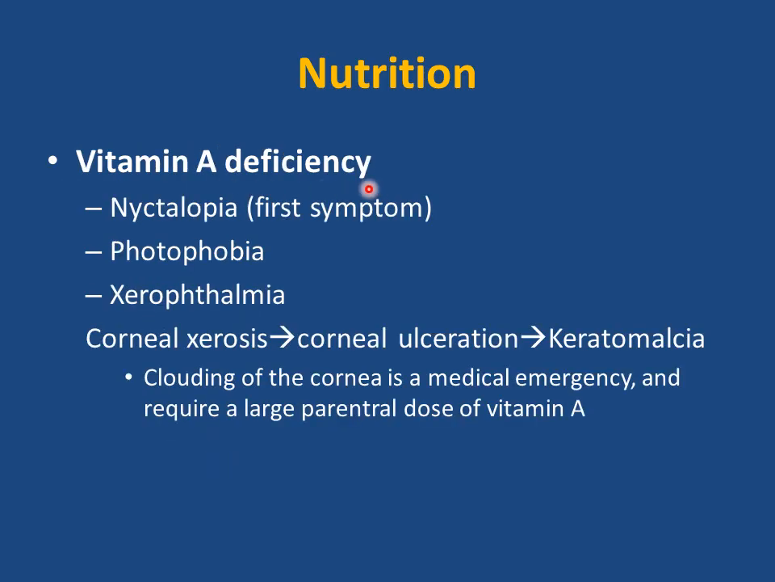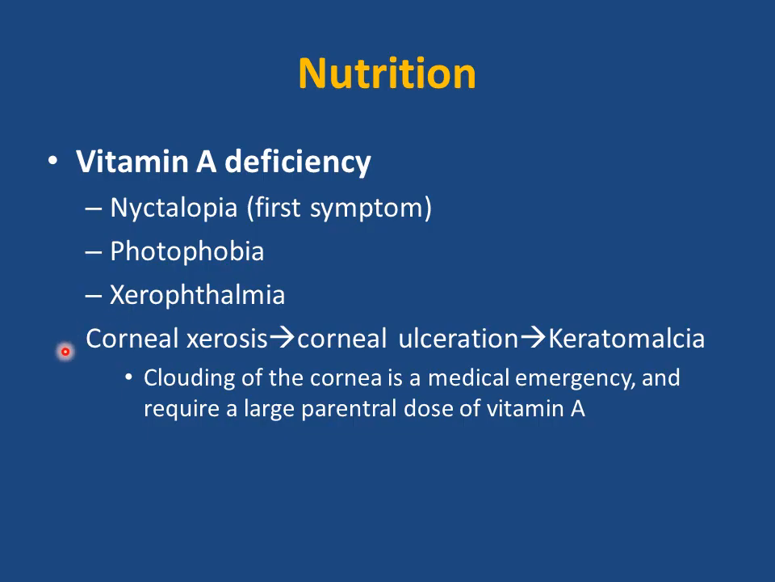Vitamin A deficiency. Vitamin A is found in green leafy vegetables, carrots, and sweet potato. The most common causes of vitamin A deficiency: malnutrition, of course, Crohn's disease, celiac disease, hepatic failure. The first symptom to appear is nyctalopia, which is a fancy word for night blindness. This is the first symptom that usually appears. Photophobia and light sensitivity. The eye becomes dry, xerophthalmia.